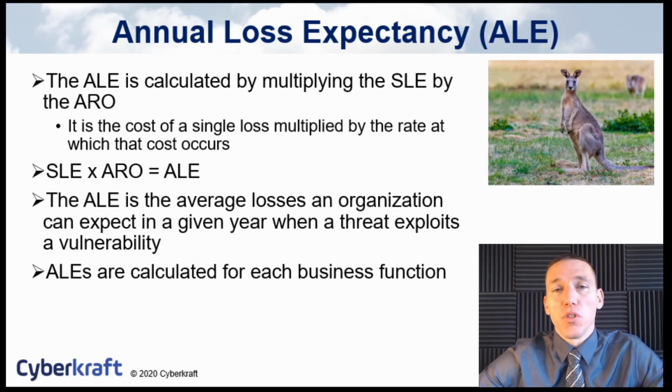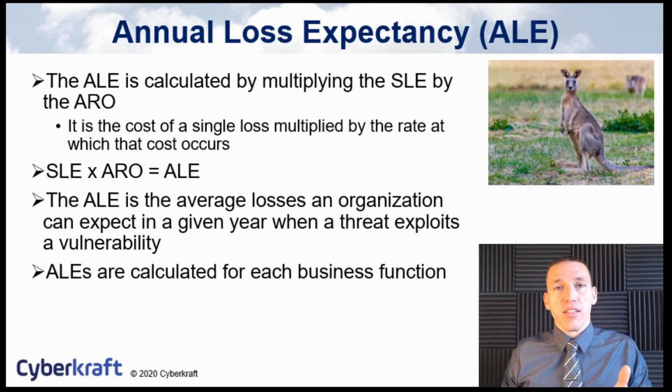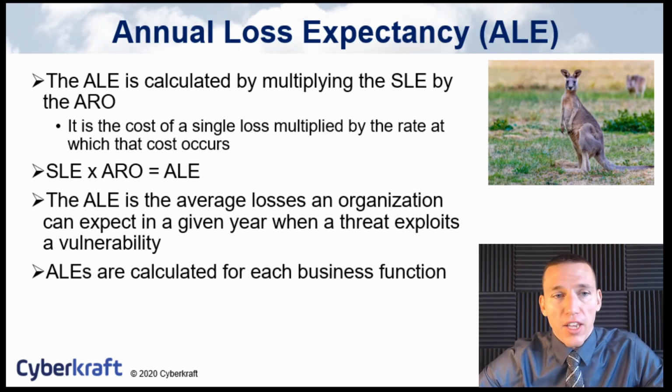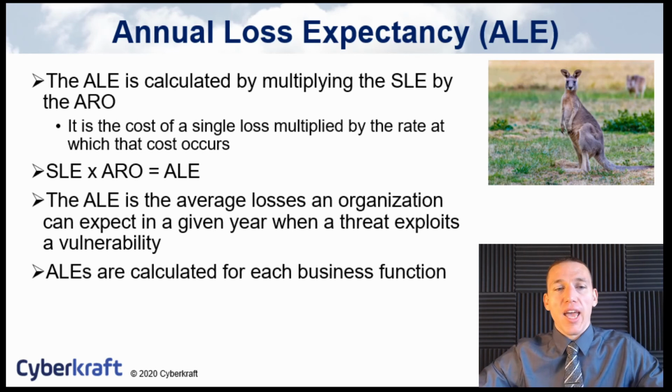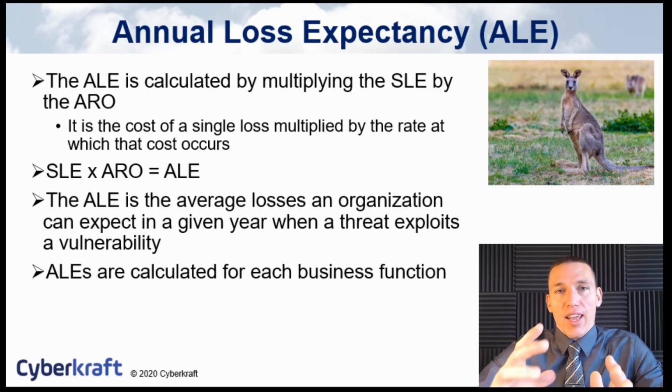Then you have your annual loss expectancy, or ALE. This is calculated by multiplying the SLE and the ARO. So you have your SLE, which is a dollar amount, and your ARO, which is a number or a decimal fraction, and then you just multiply those together and you get your ALE. Very simple to calculate, and this number represents the average losses expected by an organization when threats exploit a vulnerability. So if you have a loss, and then how many times that loss occurs per year.